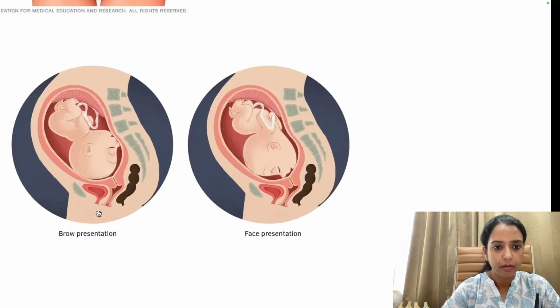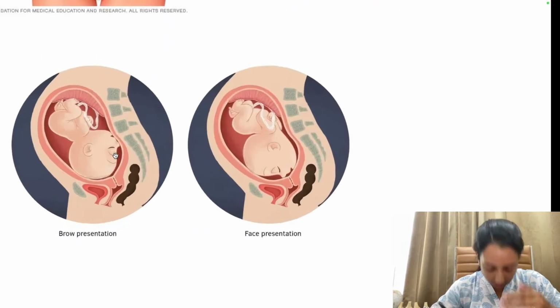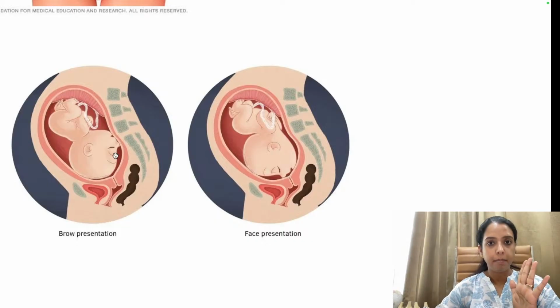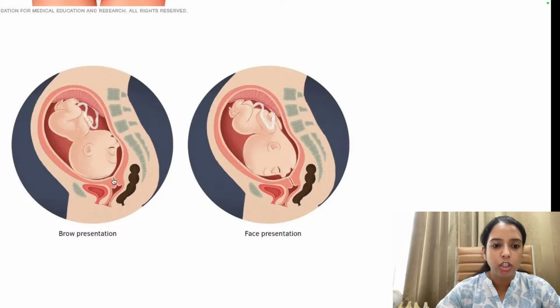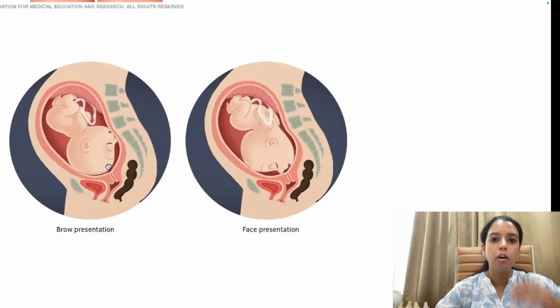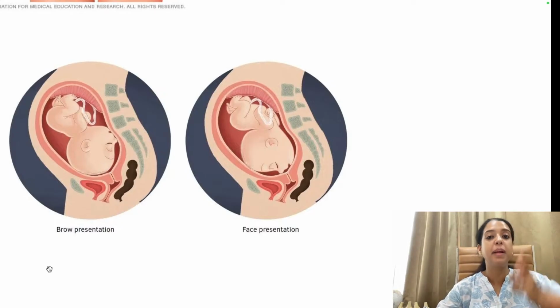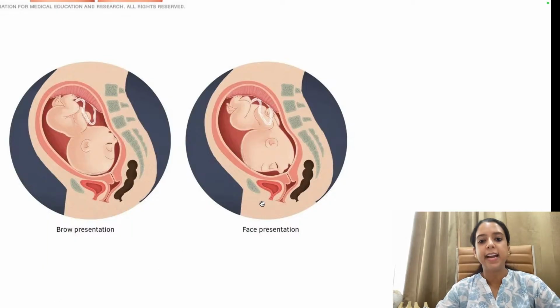Now, what is this? See here. See the head, can you see the head is not completely flexed, but not completely extended, it is in between. Can you see the part that is just above the os? Just above the os, this forehead part is there. It is brow presentation.